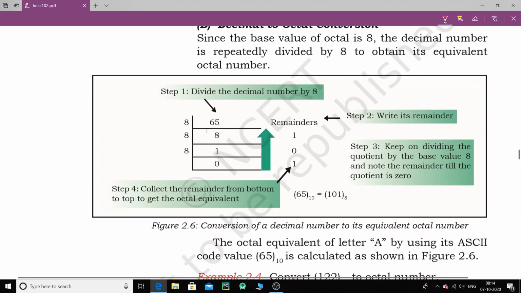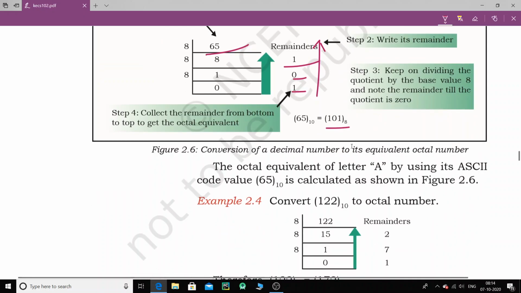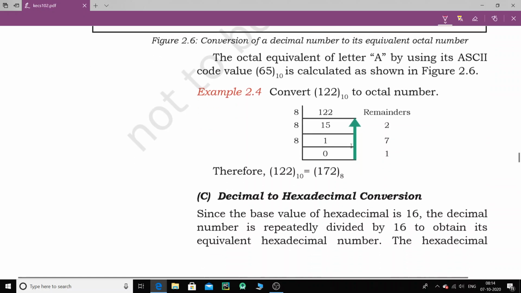So you can see the same number, we have to divide by 8 and we need to collect the remainder part, and the answer comes out as bottom up approach. Okay, so 1018, and I guess this is pretty easy now.